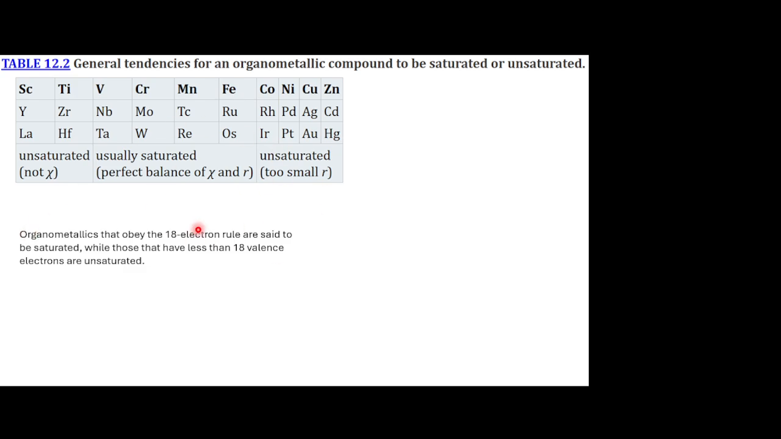And so saturated fills the entire valence shell, or tends to. Unsaturated tends to not fill the entire valence shell. And typically you cannot get above 18 electrons, though do note that at the F block you can get more than 18 electrons. But we don't do a lot of stuff in the F block because they don't exist for very long.